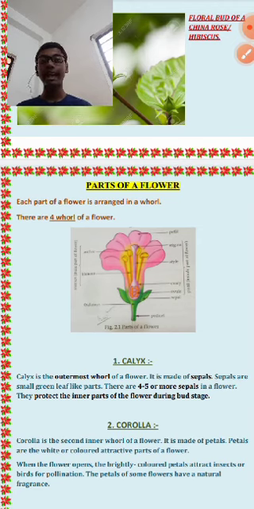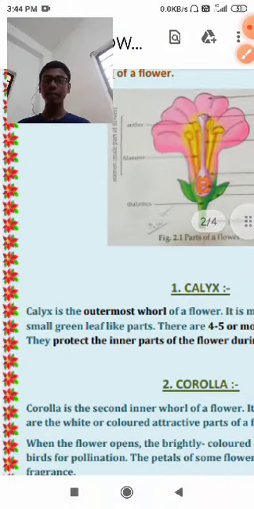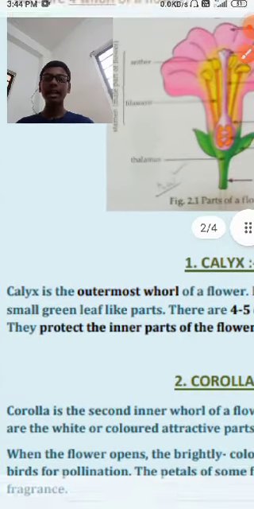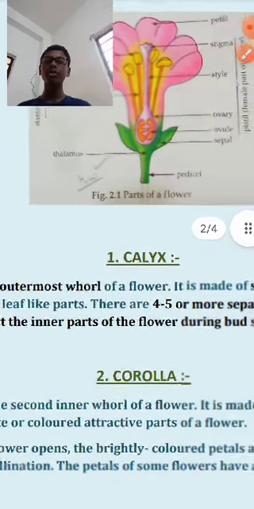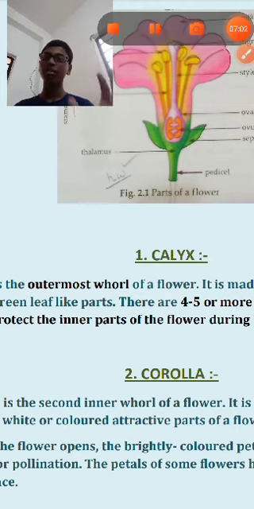Calyx. If you read this 3-line paragraph, it says that the calyx is the outermost whorl of a flower. So it is the outermost whorl, which means it is the first whorl. This whorl is placed at the very outside, and this whorl is the first whorl.